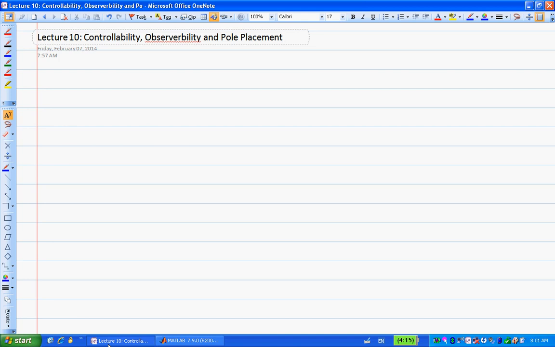Okay, so we're going to continue on the track of state space modeling and state space method. Today we're going to talk about the concept called controllability and observability. And if we get time, then we're going to go on to pole placement controller, pole placement control design. So let's talk about the controllability concept first.